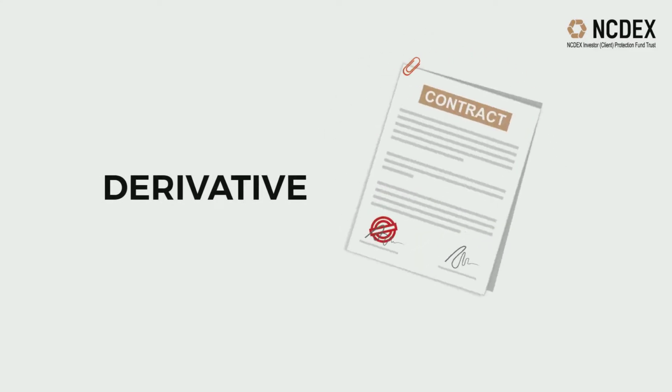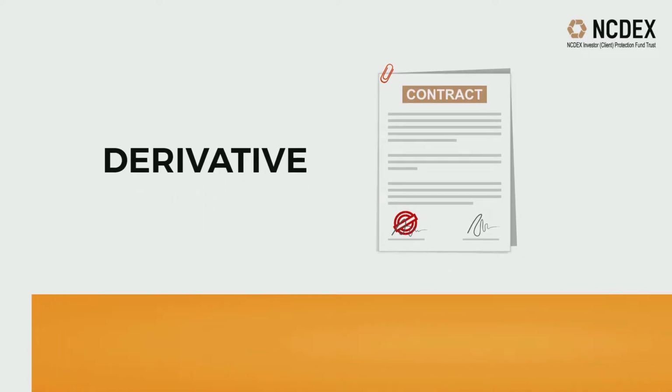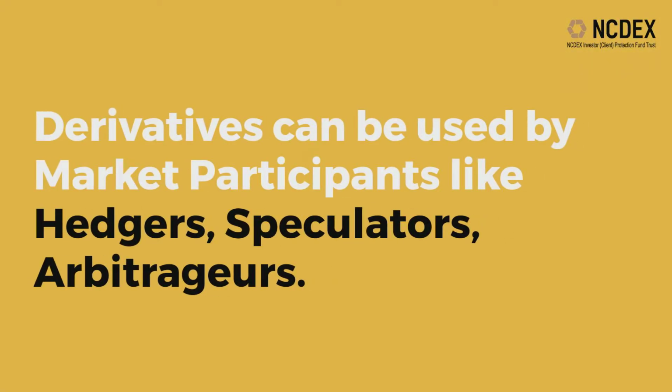A derivative is a contract between two parties whose value is based on an underlying asset. The most common underlying assets for derivatives are stocks, commodities, bonds, interest rates, currencies, and indices based on a set of assets. Derivatives can be used by market participants like hedgers, speculators, and arbitrageurs.